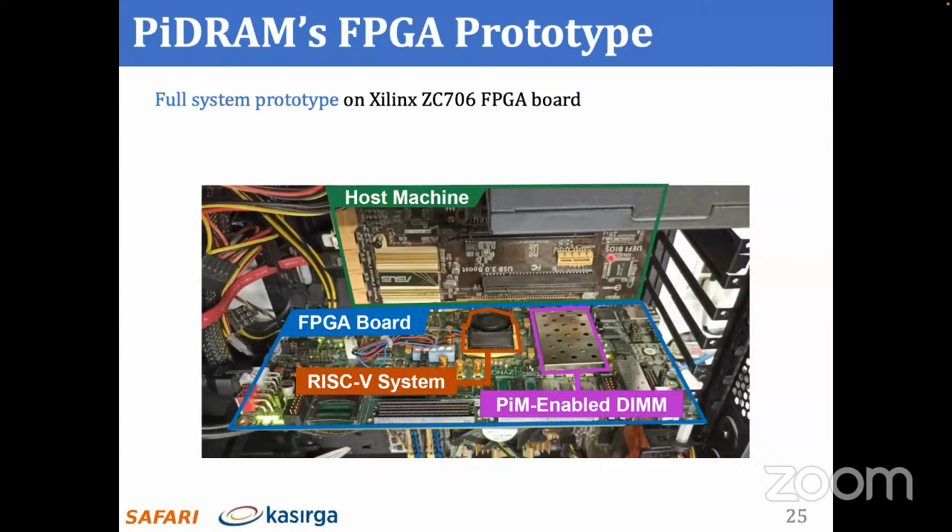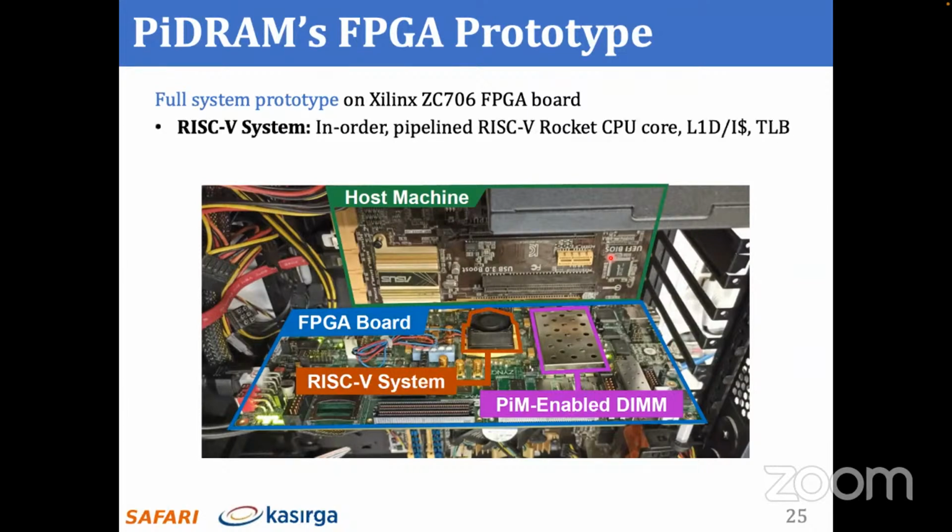The system that I described is implemented in this FPGA along with a RISC-V system. We use the Xilinx DC706 FPGA board for this prototype. And in the RISC-V system, we use the Rocket core. It's an in-order pipeline RISC-V Rocket core with L1 data caches, and L1 caches and a TLB. And we use a 1 GB DDR3 Micron module, and you can see the module number here.